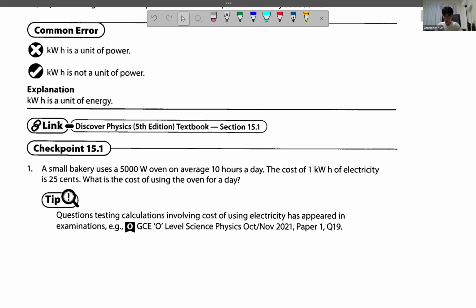$12.5. Okay, so how do you do it? Tell me. The 5,000 changed to 5 kilowatts. Very good. Then times 10. Then get 50 times 25. Okay. And the answer is how much?